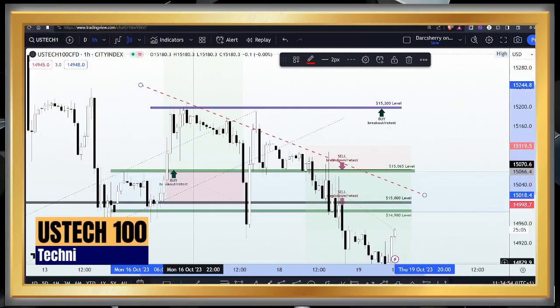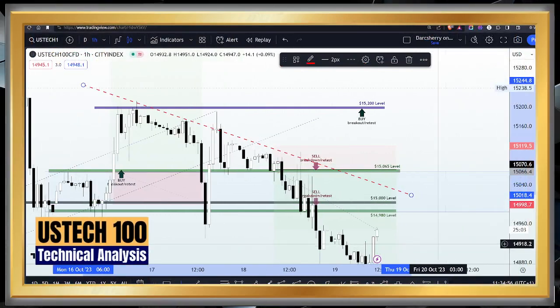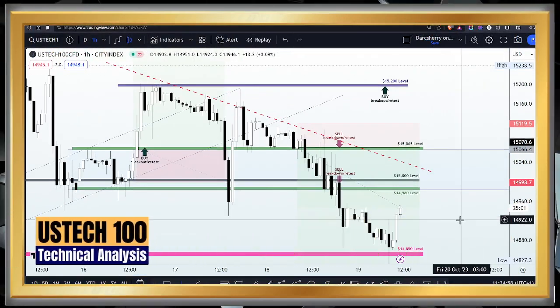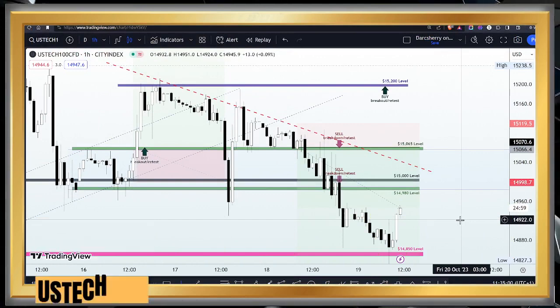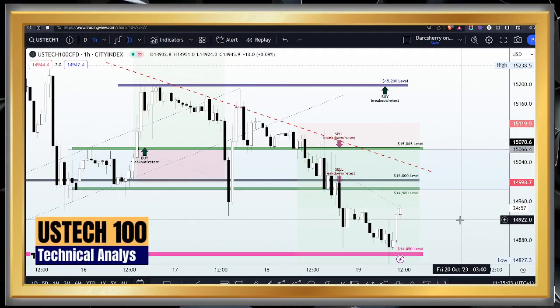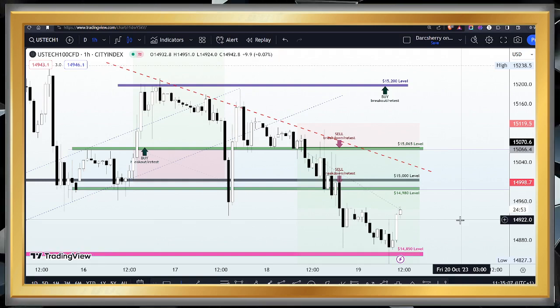All right, so the next asset on our watch list for today is the USTech 100, which is popularly known as the NASDAQ. Now, on the NASDAQ, we have a sell position running right now, which falls in line with our expectations yesterday, remember? So I would like us to go through how the week started for us in this community, what led to the decisions we made.